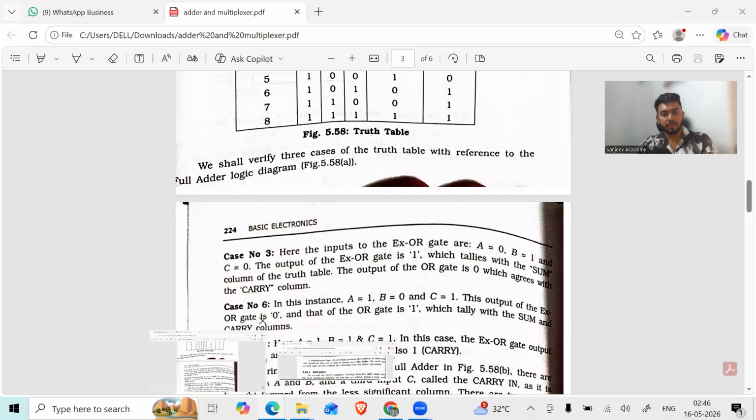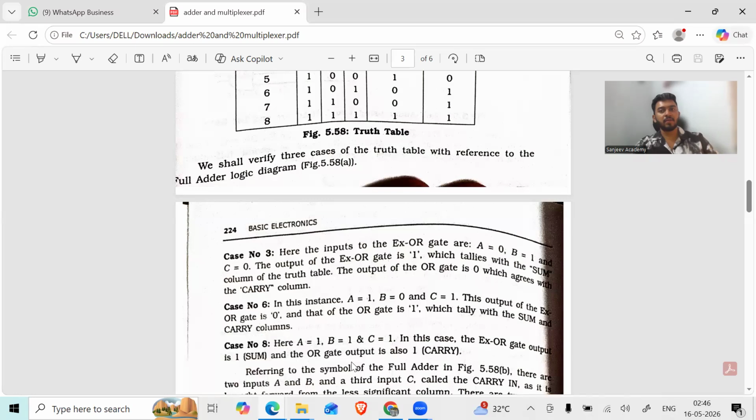Let me share the screen. Yes. Screen. I'll just switch off my video for better bandwidth.